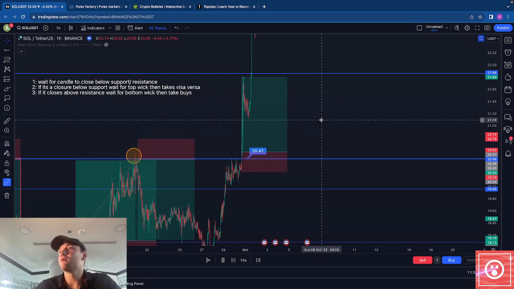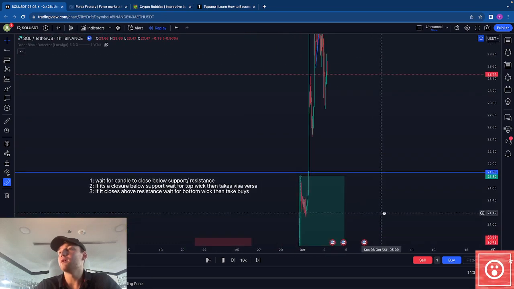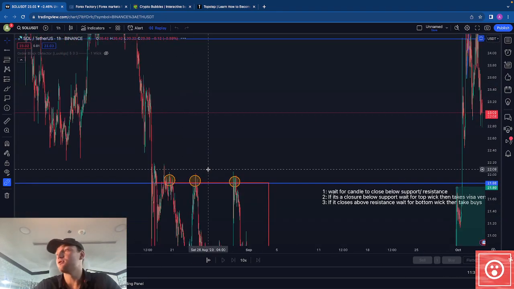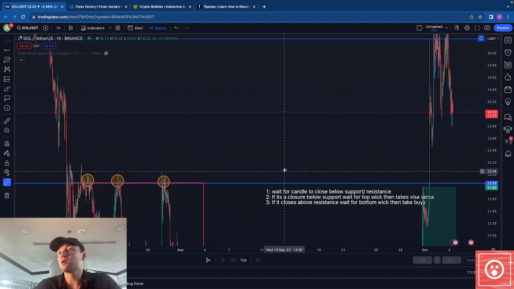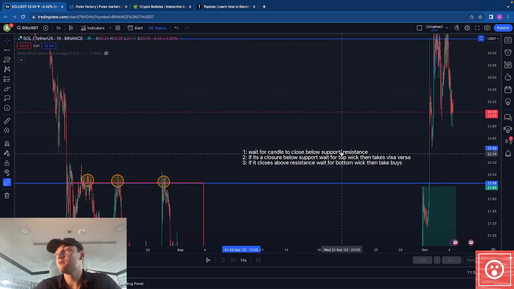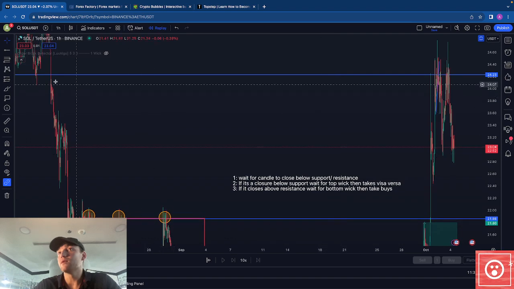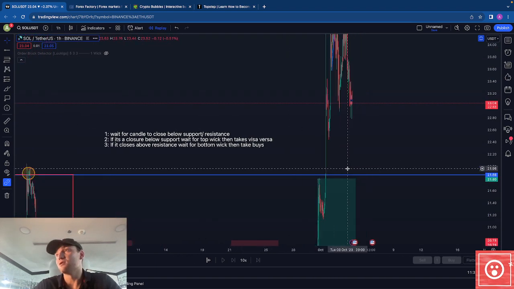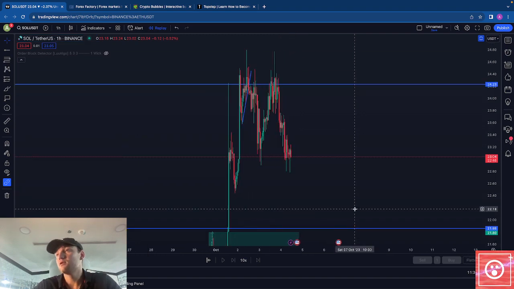Same thing with here. We closed above this new range over here, right? So price couldn't close above this range, but when we did, where did we go to? We went back up to this range high. So you could have taken buys from this level as well, okay?